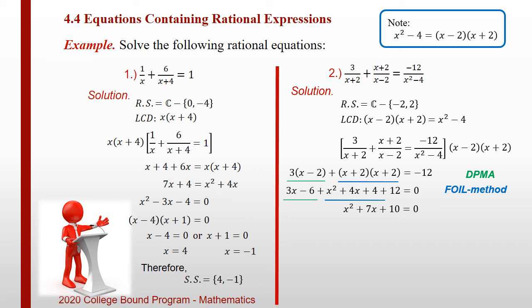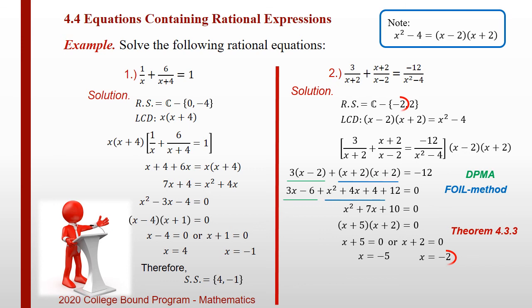By factoring, we can write the quantity x plus 5 times the quantity x plus 2 equals 0, and by using the zero-factor theorem, we have x plus 5 equals 0 and x plus 2 equals 0. Solving for x gives us x equals negative 5 and x equals negative 2.